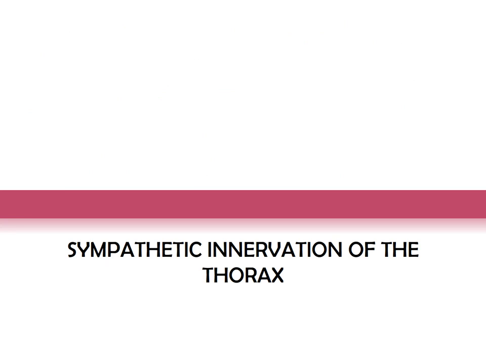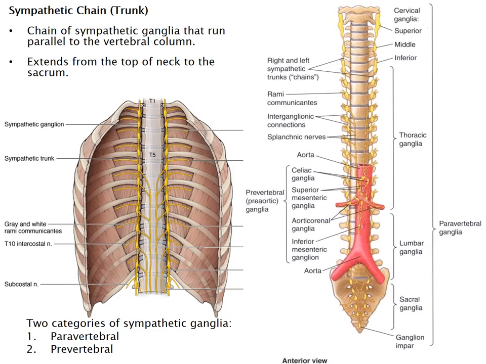Now let's take a look at the sympathetic division and how it innervates the thorax specifically. So if the cell bodies of the preganglionic sympathetic neurons live within the lateral horn of the spinal cord, then where are the autonomic ganglia located that house the cell bodies of the postsynaptic sympathetic neurons? Well, for the sympathetic division, there are a series of paravertebral ganglia that make up the sympathetic chain, also called the sympathetic trunk, which runs in parallel to the vertebral column. This paired chain is quite long as it extends from the neck all the way down to the sacrum.